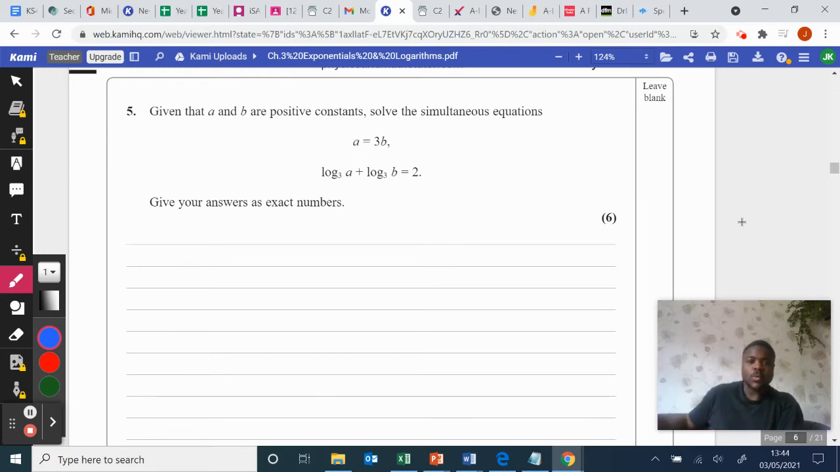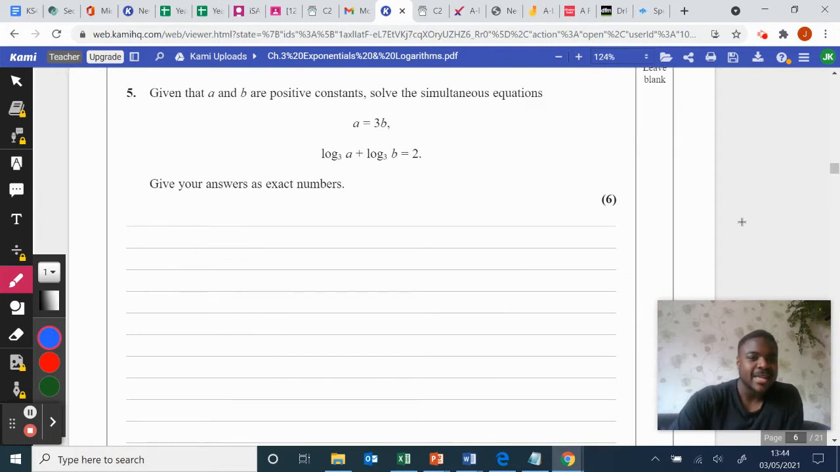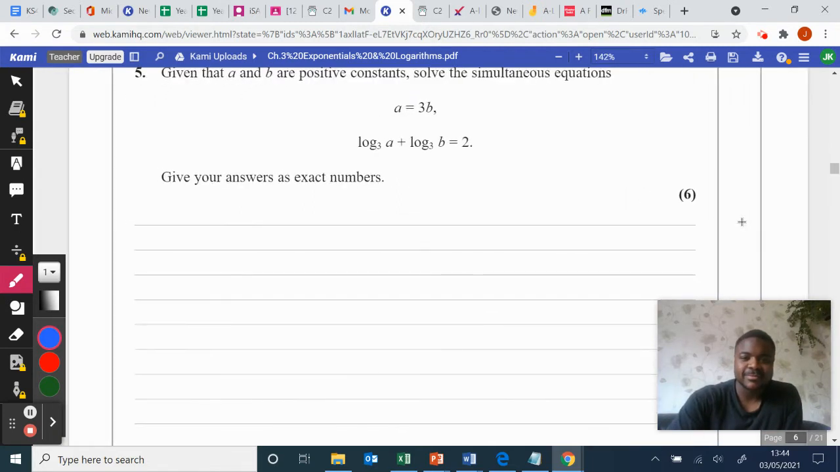Hello. So here we've got questions on logarithms, but with a twist. You asked for it, guys. Simultaneous equations. So let's go into it.